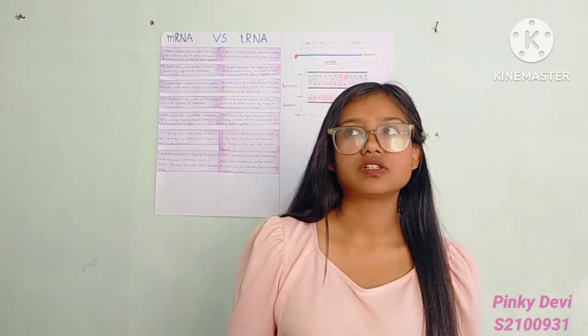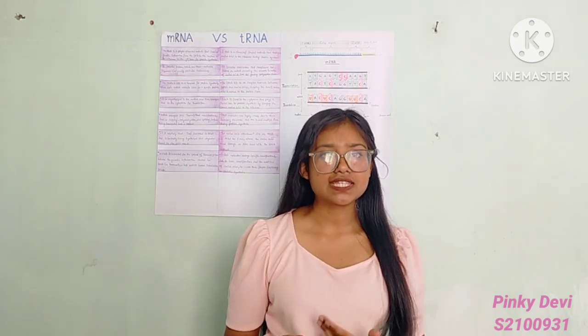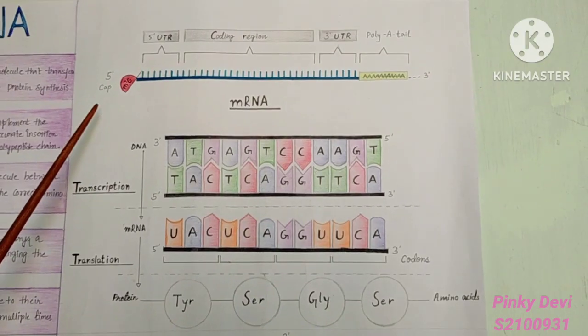Now we'll talk about the structure of the mRNA molecule. It is a long polymeric molecule made up of nucleotides. mRNA is a long single-stranded molecule consisting of nucleotides which are attached by phosphodiester bonds. It contains 4 nucleotide bases, that is adenine, guanine, uracil, and cytosine. Mature RNA consists of the following regions.